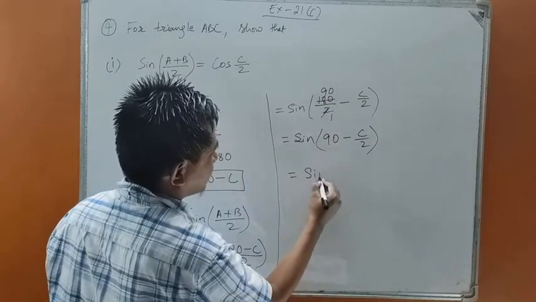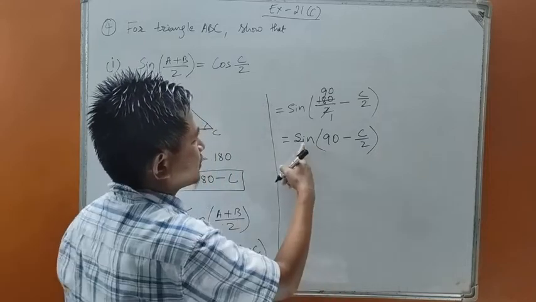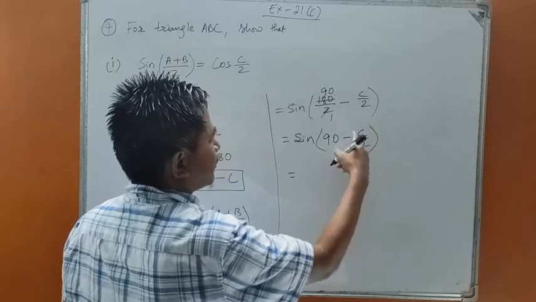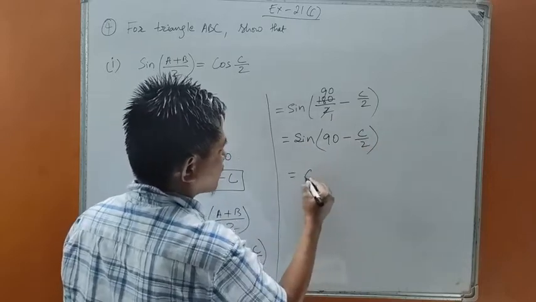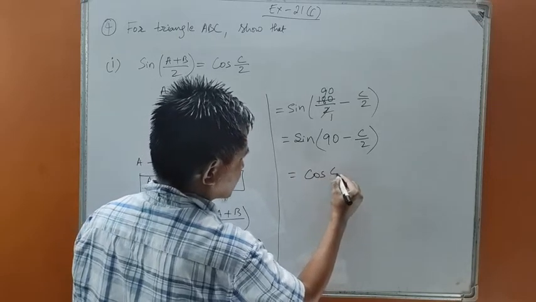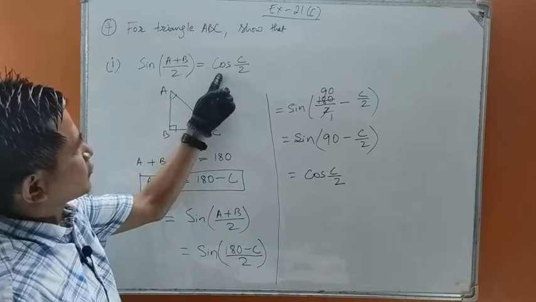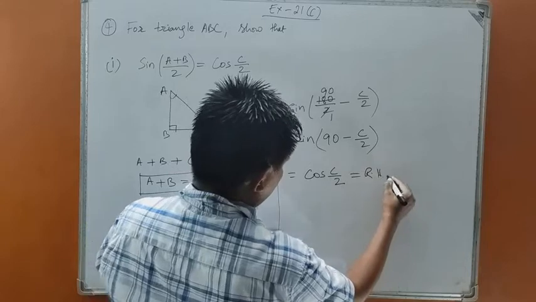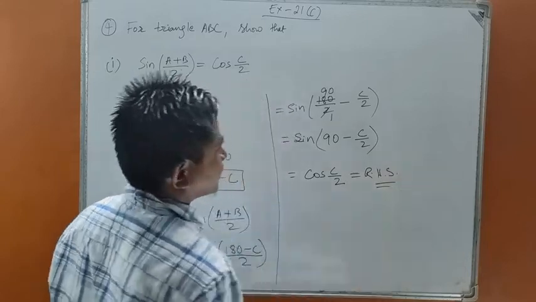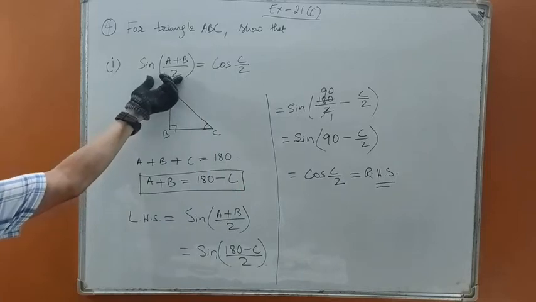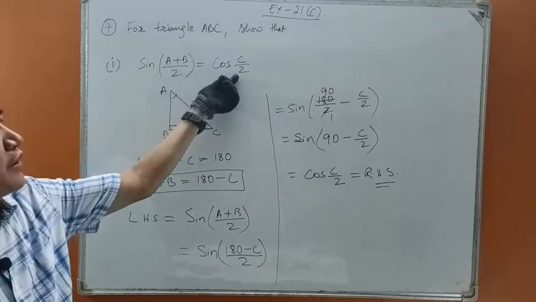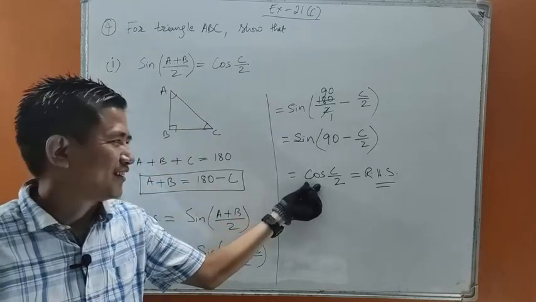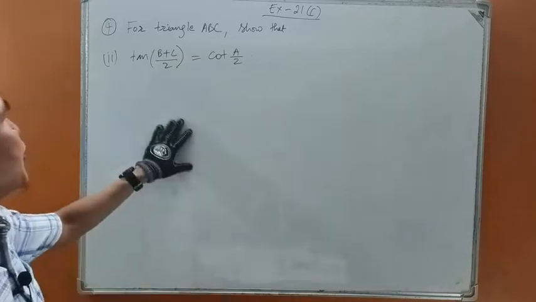So sine 90 minus theta. Theta is C by 2 here, okay? Theta is C by 2. Sine 90 minus theta is cos theta, isn't it? Cos theta, theta is C by 2. So we have cos C by 2 in the right hand side, hence proved, equals to RHS. So we were asked to prove sine A plus B whole upon 2 equals to cos C by 2. So we used sine A plus B whole upon 2, and we found that this equals to cos C by 2, isn't it?